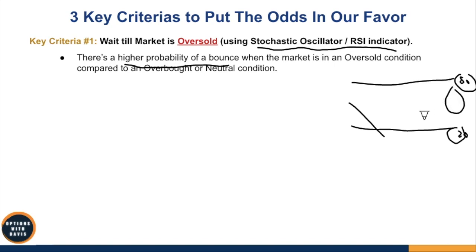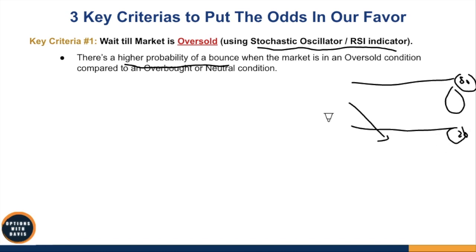So if you were given 3 choices to put on a bullish trade, would you rather put it on when the market is overbought, where the market has already gone up so high, or when it's neutral, somewhere in the middle, or when it's already oversold? Chances are the smarter way would be to put on this bullish trade, the bull put spread, when it's oversold.